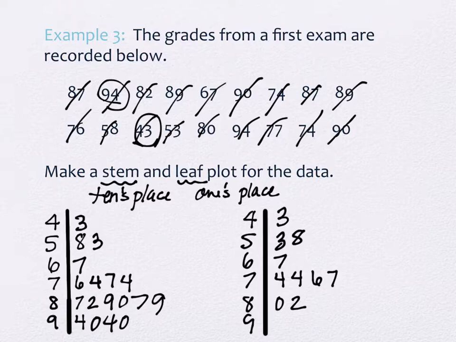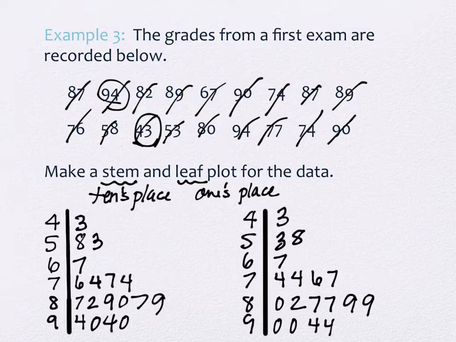7, 7, 9, 9. Is that right? I think so. Or 8, 9. Did I mess one up? No, I think it's wrong on my paper. Okay, cool. And then I have 0, 0, and 4, 4, like so.